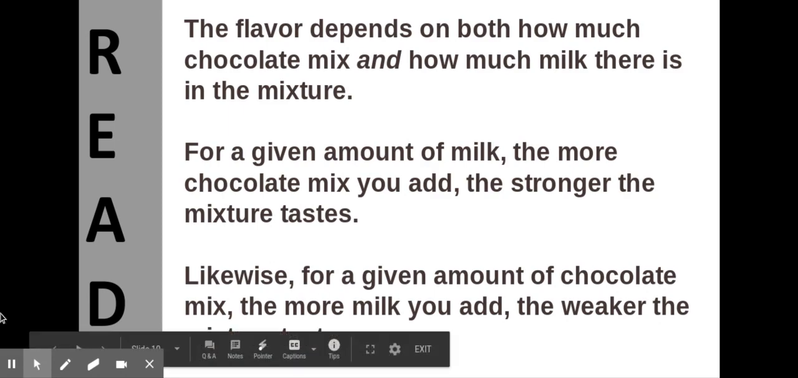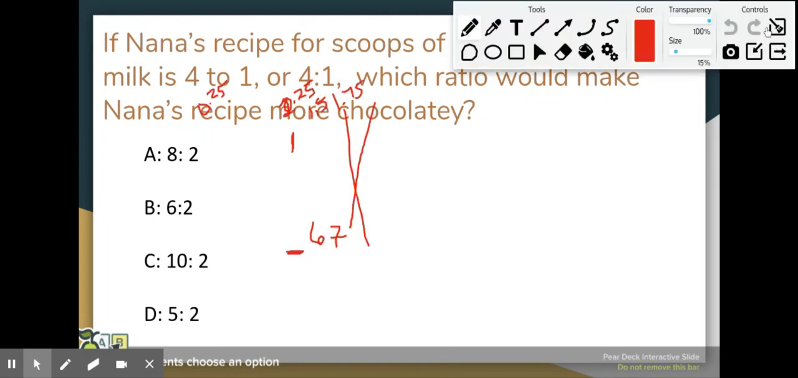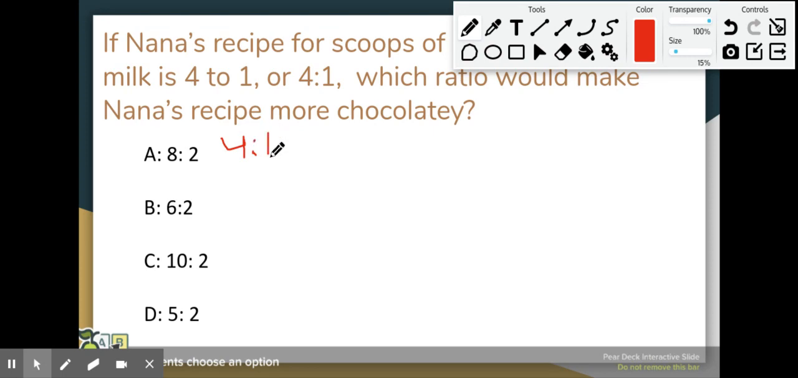So for this last problem, you had to reduce or simplify each one of these fractions. 8 to 2, if we divide both numbers by 2, we get 4 to 1. So this is the same as 4 to 1. And that's the same as Nana's recipe, so it would taste the same, not more chocolatey. 6 to 2, divide both of those by 2, you get 3 to 1. That is less chocolate. That's only 3 scoops of chocolate with 1 cup of milk.